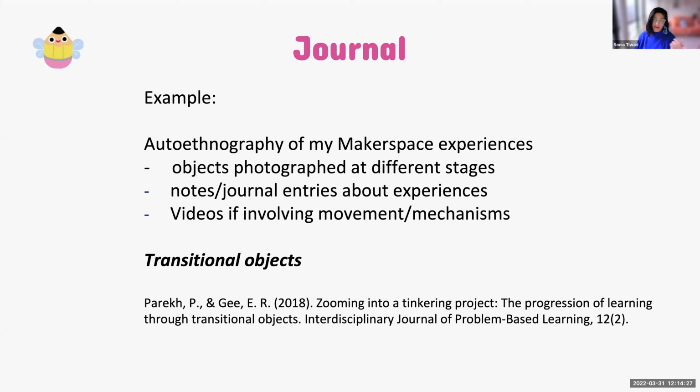And if anyone's interested, Parek and G had this article on transitional objects. I think on the map, especially in terms of making or makerspaces, if you're building something in stages, you can take a picture of the object at different stages. That's what they call the transitional objects. So hopefully that gives you an example of how to use LEVM with children and with adults.